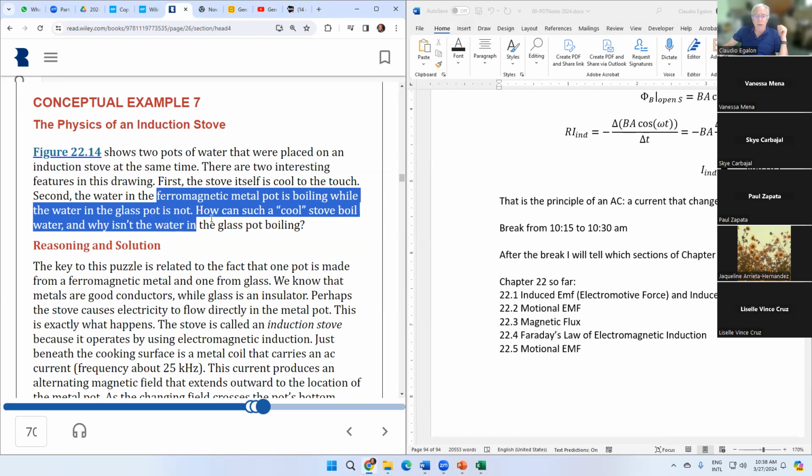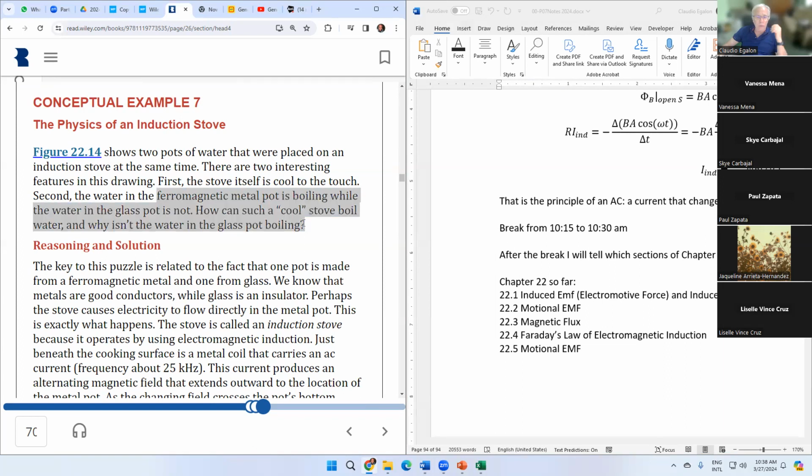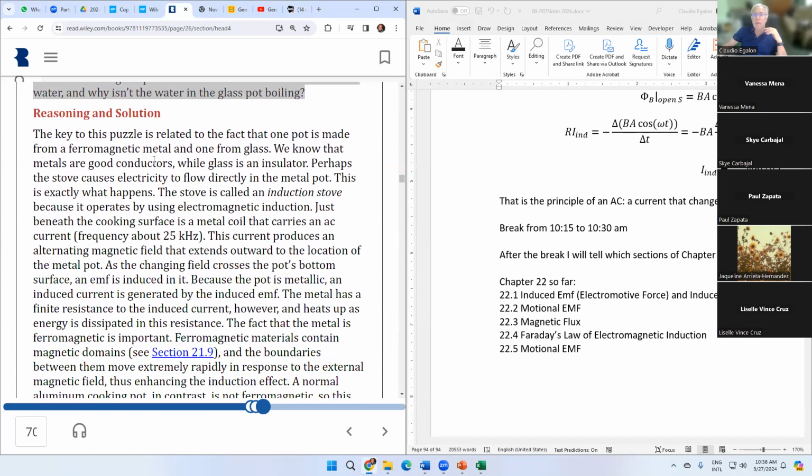Whereas the other pot is not made of a ferromagnetic metal. The key to this puzzle is related to the fact that one pot is made from ferromagnetic metal and the other is made from glass. So one is a conducting pot, the other is not a conducting pot, right? We know that metals are good conductors, while glass is an insulator. Perhaps the stove causes electricity to flow directly to the metal. This is exactly what happens.